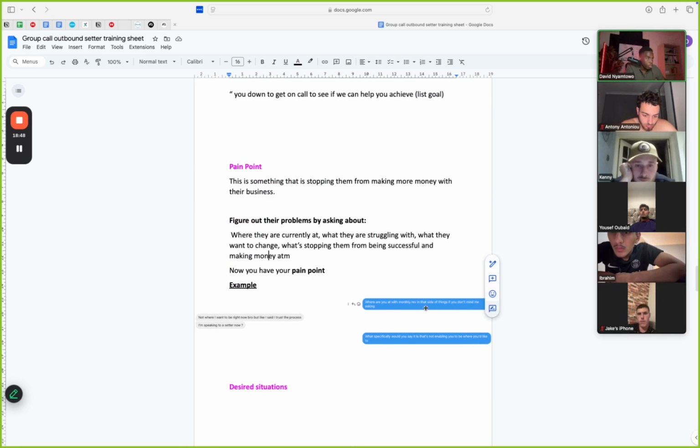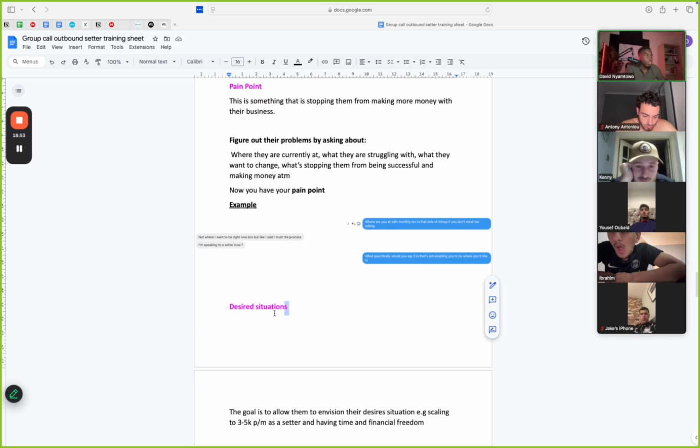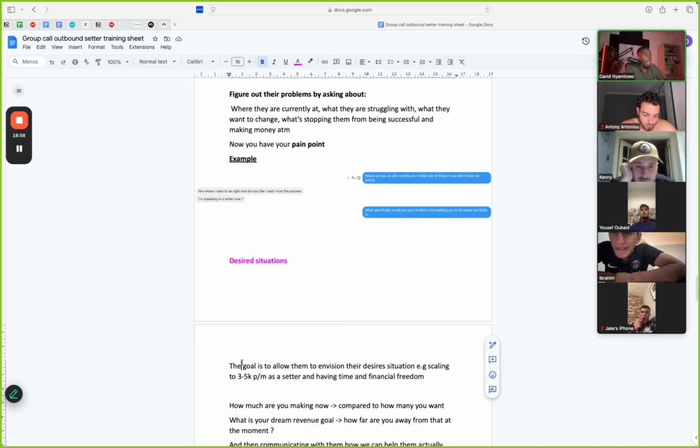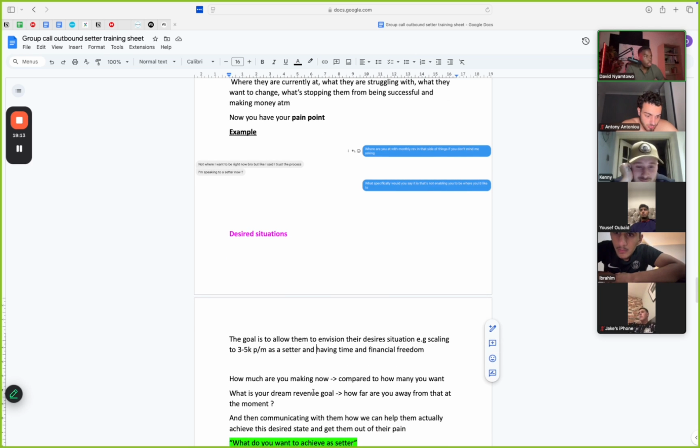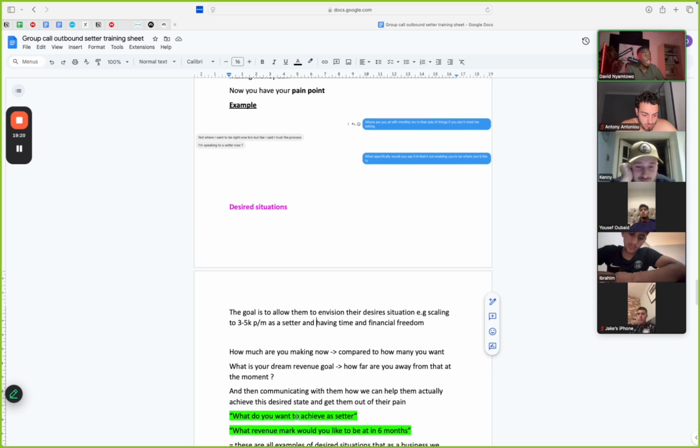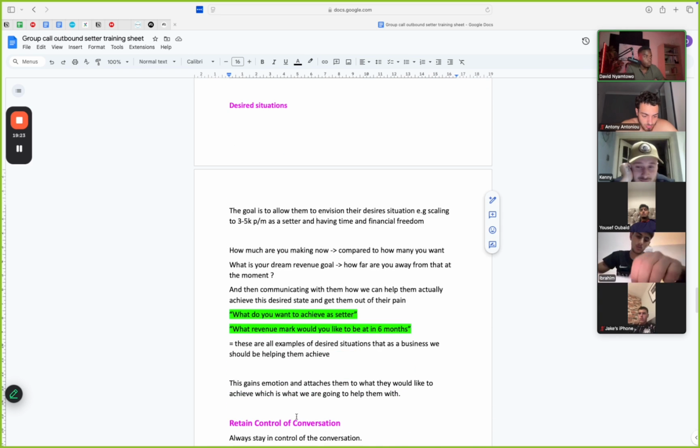Here are some examples of me getting pain points. We've got desire situations, which is what I walked you guys through as well. The goal of getting their desire situation is to get them to envision their desired situation, e.g. scaling to 3.5k per month in trading as a setter and having that financial freedom. Okay, how much are you making right now compared to how much you want to make? What's your dream goal? How far are you away from that? And then communicating with them how we can help them achieve this desired state and get them out of their pain. Do you know what I mean?